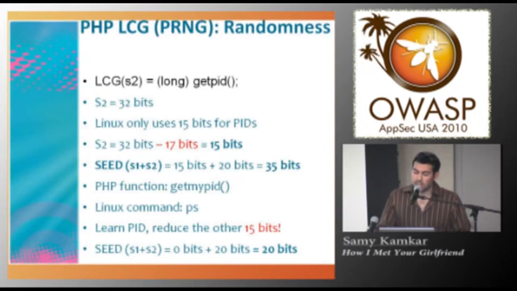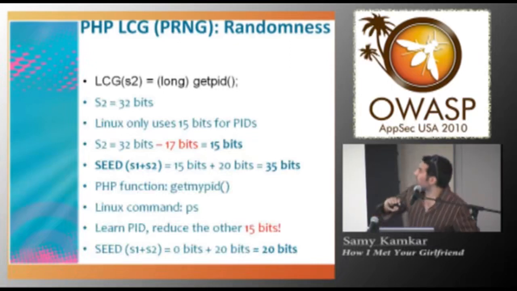Now the cool thing is, it's very easy to get a process ID. All you have to do, if you can execute PHP, you can run getMyPID. If you can execute any program as any user, you can run a PS, get that process ID. There are other ways to learn the process ID from web-based server info pages and PHP info pages. So all of this reduces that additional 15 bits that we didn't know.